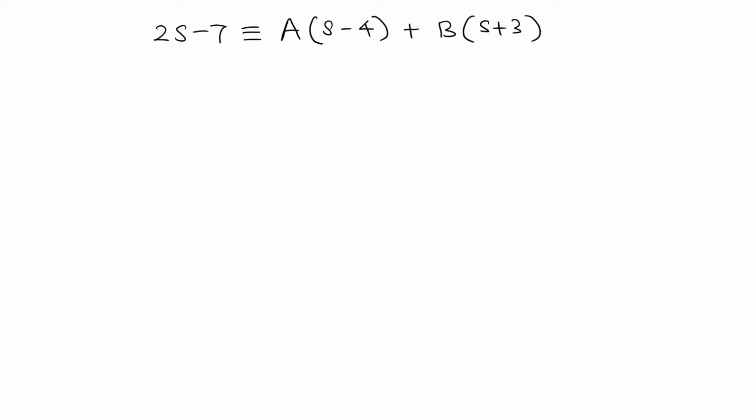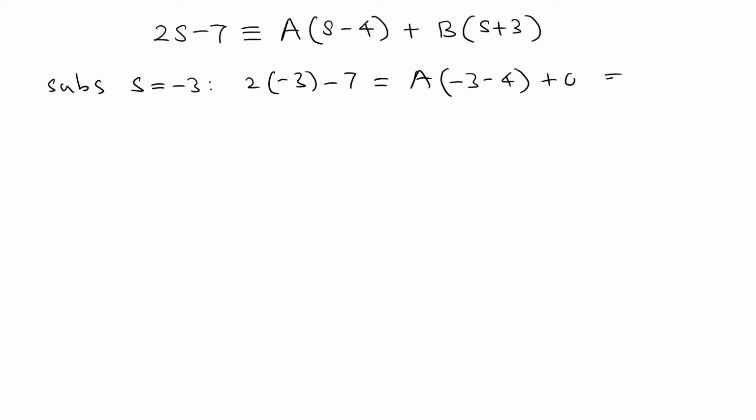As we discussed, we're going to find A first. We substitute s equal negative 3, which is the 0 of the other term. When you do that, you get 2 times negative 3 minus 7 equal to A times negative 3 minus 4. You can see the other term is simply 0. So this gives you the value of A. If you solve for A, you get 13 divided by 7. It doesn't really matter what numbers you get, and this is the number you get.